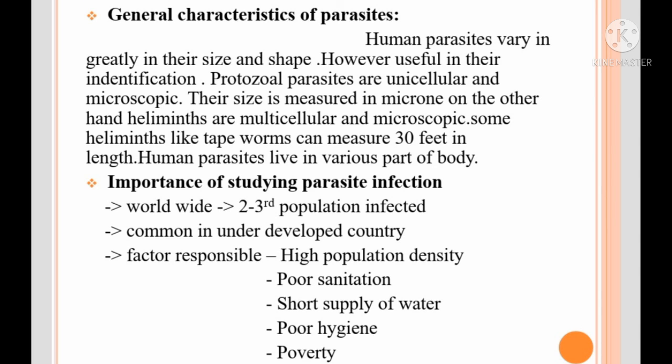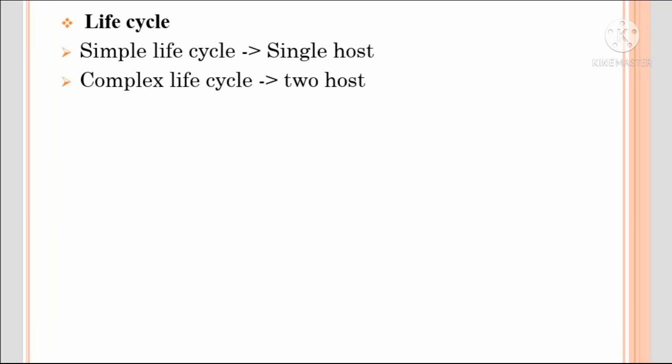Importance of studying parasite infection. Worldwide, two-thirds of the population is infected. It is common in underdeveloped countries. Factors responsible: high population density, poor sanitation, short supply of water, poor hygiene, and poverty. Life cycle: a simple life cycle involves a single host, and a complex life cycle involves two hosts.